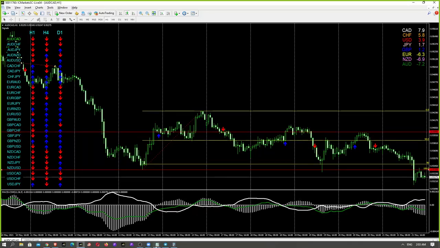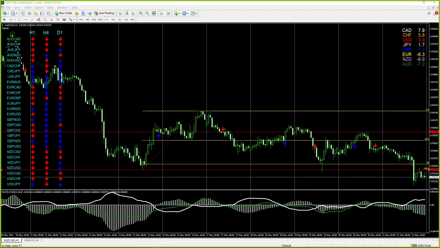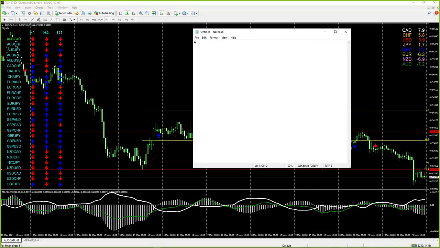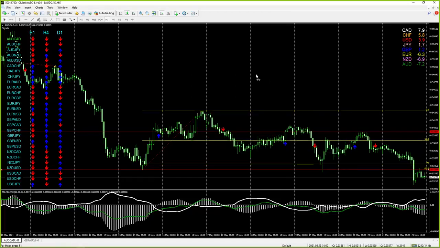Take profit for AUD CAD. So let's take note of it. AUD CAD, there is a plus 60 pips. That was taken last Monday, and there was another.